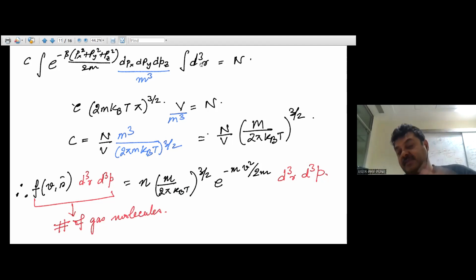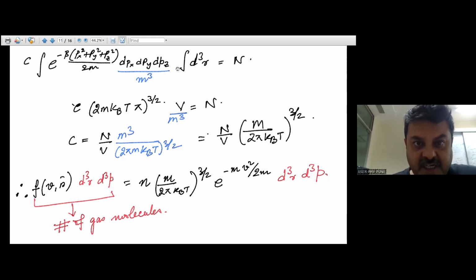This is the thing to note and how different it is. Let me not repeat this same thing over and over again. So you get v here, this n cube is intact. This integral gives (2 pi m kbt) to the power 3 by 2 into n. Therefore, c you get immediately as n by v, m cube over (2 pi m kbt) to the power 3 by 2, which can be written as there's an m here and m to the power 3 by 2 here in m cube. So the m comes here, (m by 2 pi kbt) to the power 3 by 2, right?